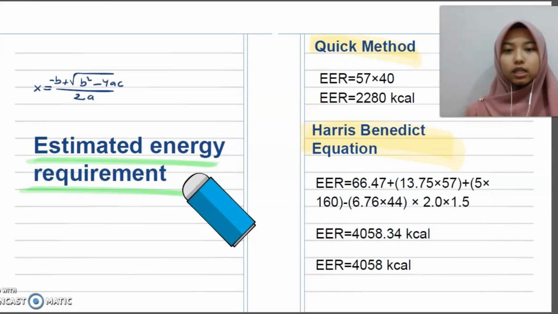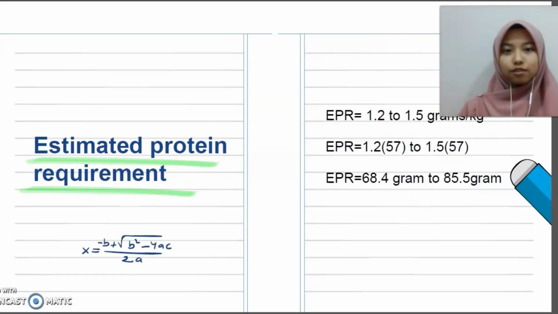To calculate the estimated energy requirement, we use Cribb method and Harris-Benedict equation. For Cribb method, the estimated energy requirement is 2,280 kcal, while for Harris-Benedict equation, the estimated energy requirement is 4,058 kcal. Next, for the estimated protein requirement, we choose range from 1.2 to 1.5 grams per kilogram. The EPR for this patient is 68.4 grams to 85.5 grams.